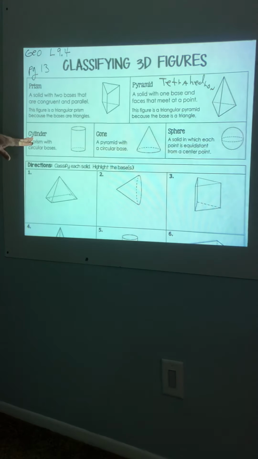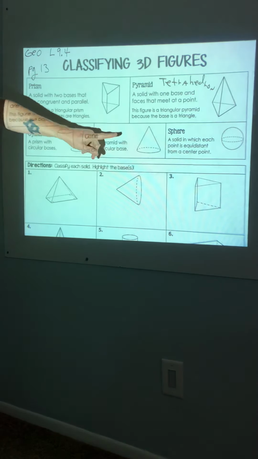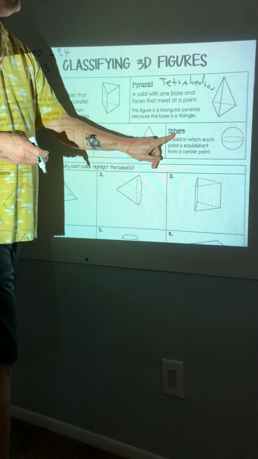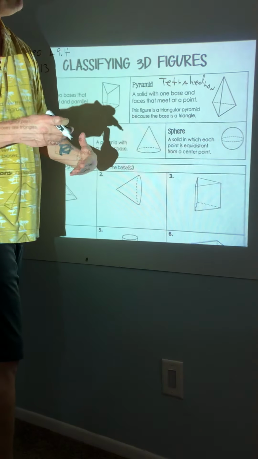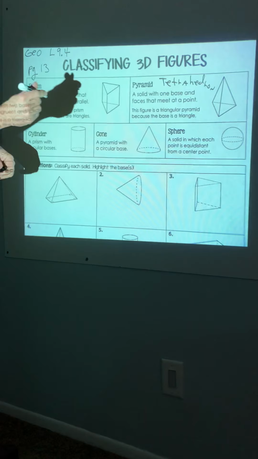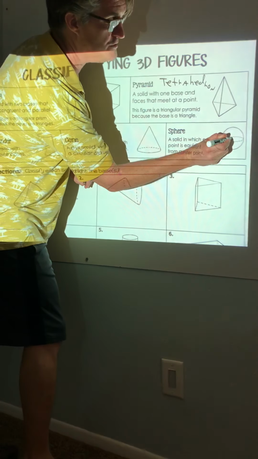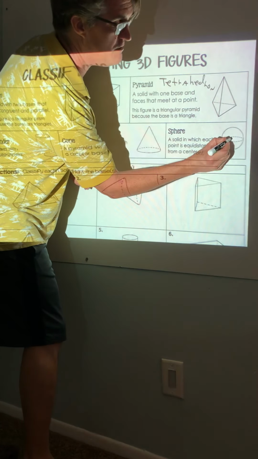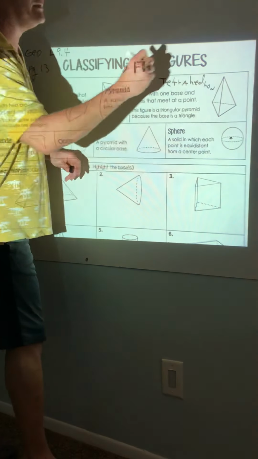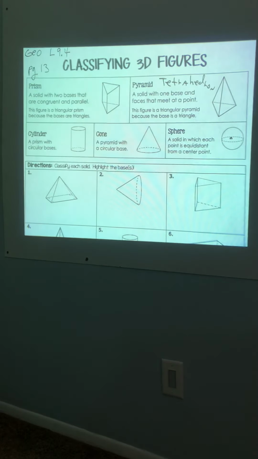All right, cylinder. Everybody knows this one. Your bases are circles. Okay, cone. You have one base as a circle. And then a sphere, like a basketball or a baseball. Look at the definition though: solid in which each point is equidistant from the center point. They literally mean there's a point that's serving as a center, and then in every direction it's the same radius. And that's why it makes it nice and perfect, and that's a sphere.